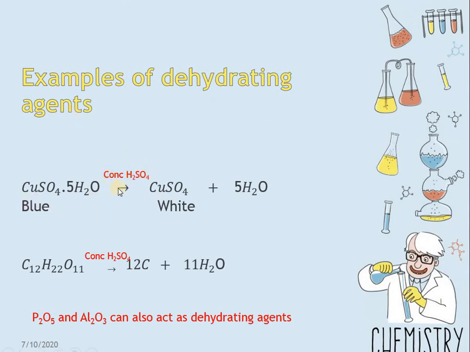If you add concentrated sulfuric acid to blue copper sulfate, you will get white copper sulfate and water. Whereas in case of sugar, if you add concentrated sulfuric acid, this is a part of class 10 again, you will get black carbon and water. So phosphorus pentoxide and aluminium oxide can also act as dehydrating agents.